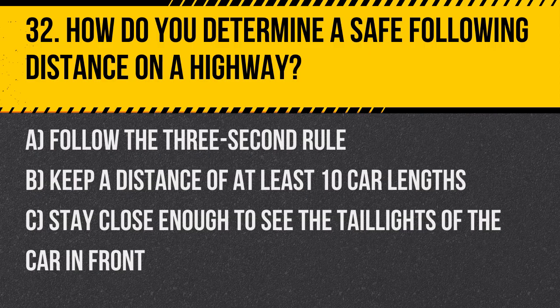Question 32. How do you determine a safe following distance on a highway? A. Follow the 3-second rule. B. Keep a distance of at least 10 car lengths. C. Stay close enough to see the taillights of the car in front. Answer: A. Follow the 3-second rule. This rule helps ensure that you have enough time to react and stop in case the vehicle ahead suddenly brakes.